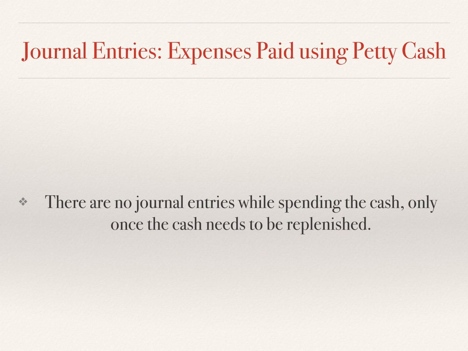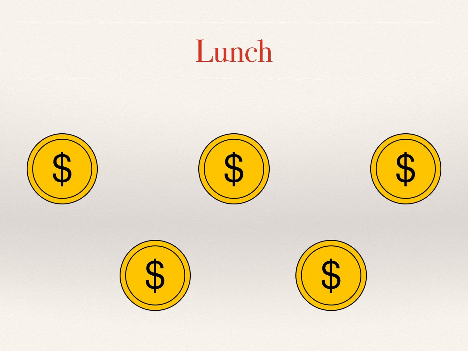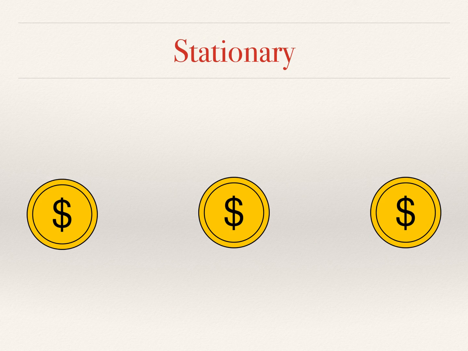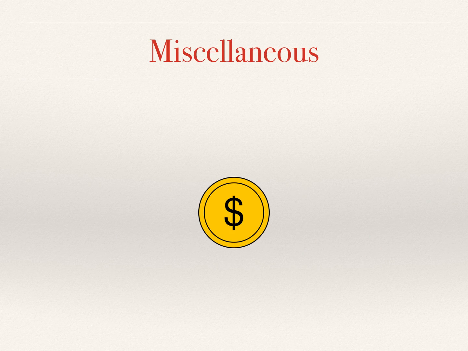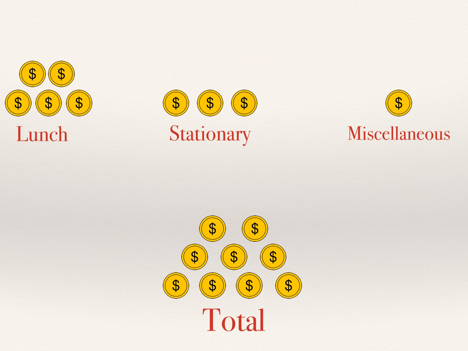Recording the expenses for petty cash only happens once the petty cash needs to be replenished, so all of the journal entries are made on the same date, similar to adjusting entries. Alright, let's say during the month of April, out of the $15, we spend $5 on lunch, $3 on stationery, and $1 on miscellaneous expenses. So in total we have spent $9.